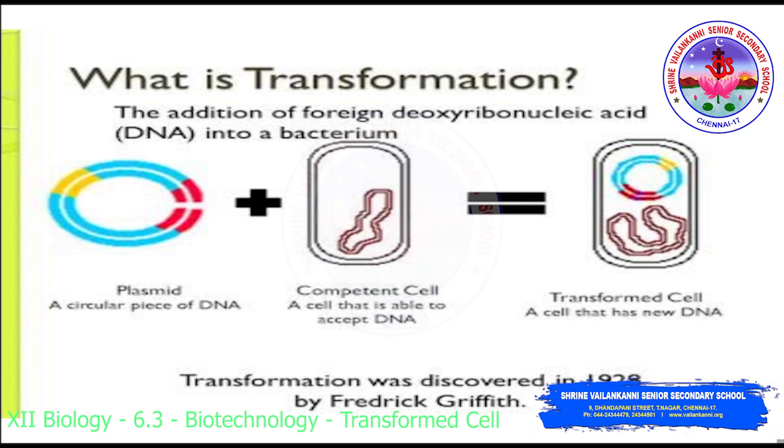What is a competent cell? It is a cell which is able to accept DNA. When this plasmid and this competent cell come together, they produce a transformed cell, that is a cell that has new DNA. This process of transformation was discovered in 1928 by Frederick Griffith, a scientist who found the transformation process in bacteria.